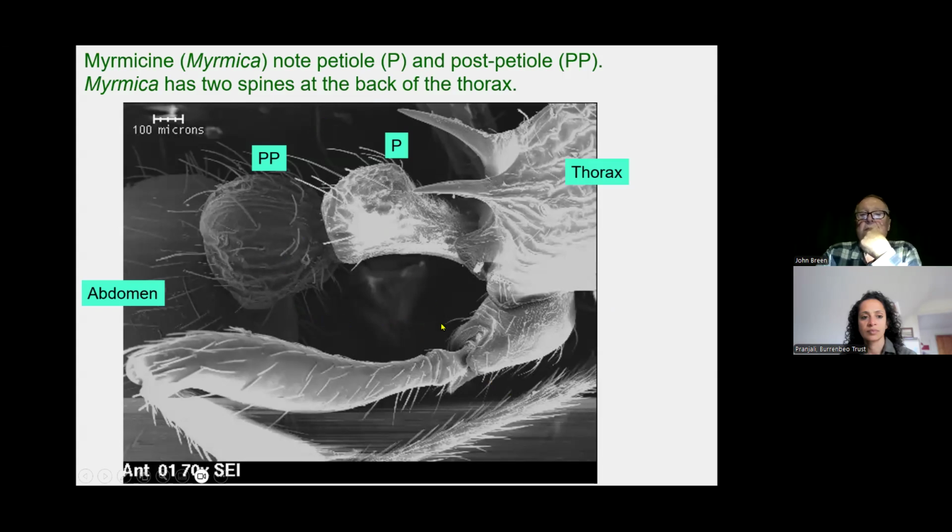Okay, this is a scanning electron microscope picture, low resolution, low power, but just to show you. What I'm waving at here on the mouse is the back of the thorax, and this is showing you the petiole, the post-petiole, and the abdomen is down here to the left-hand side of the screen. And Myrmica has these two spines at the back. We say epinodal spines, if I want to be proper, but it's on the back of the thorax.